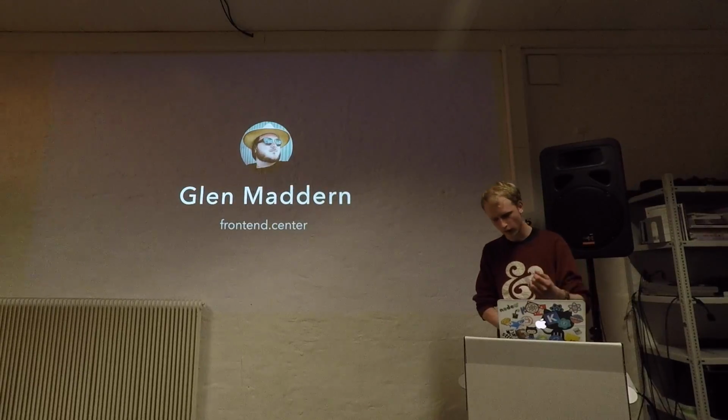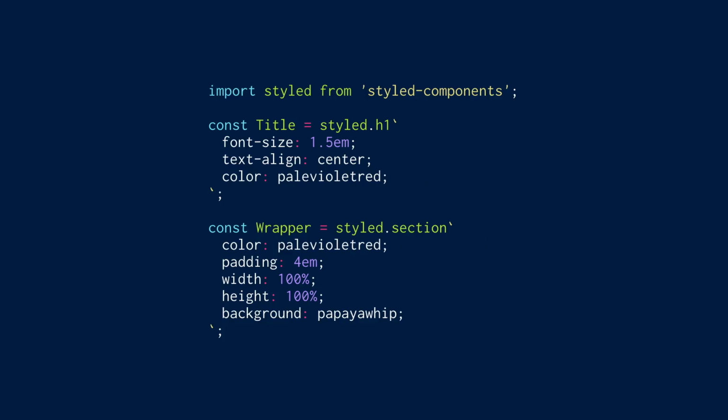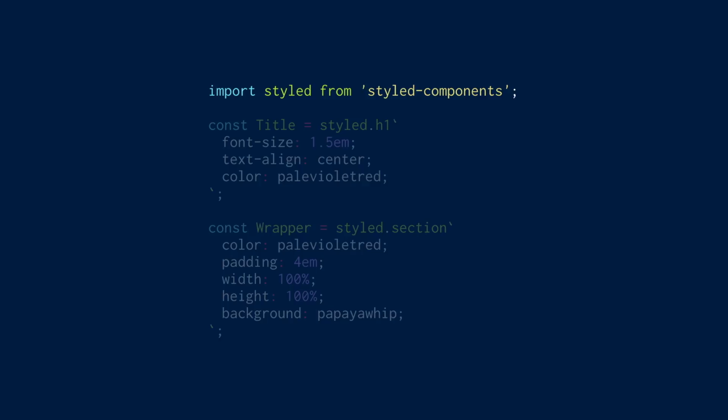The one really weird idea that we have is that we remove the mapping between styles and components, right? Your styles are your components. What does that look like? So the first thing we do here is very interesting. We import styled from styled-components, right? Nothing fancy going on. But then we start. We say const Title equals styled.h1, and then with a backtick. And this is already very weird.